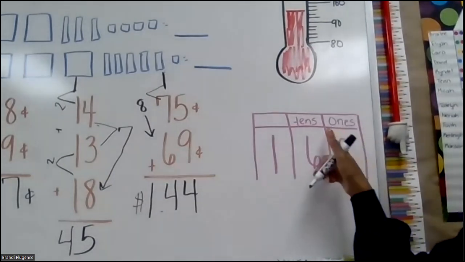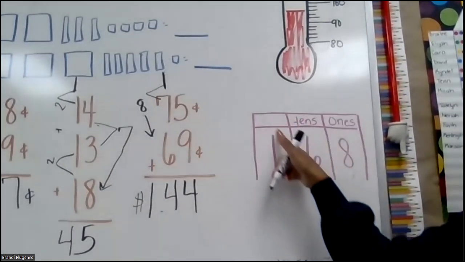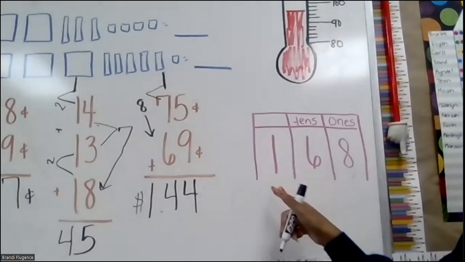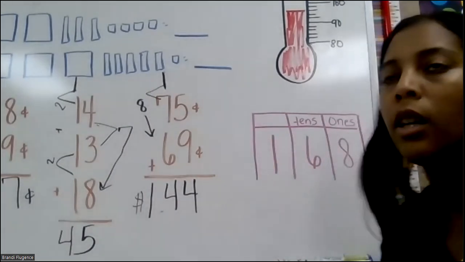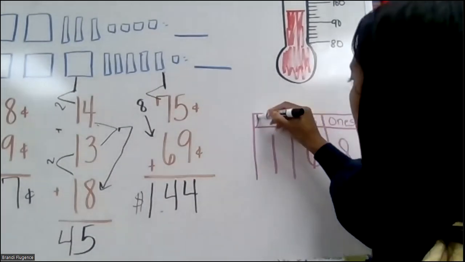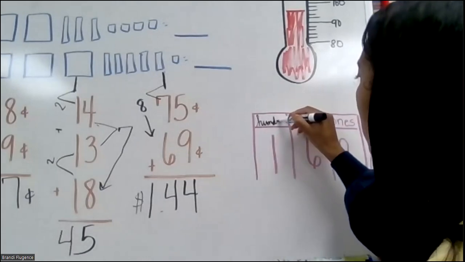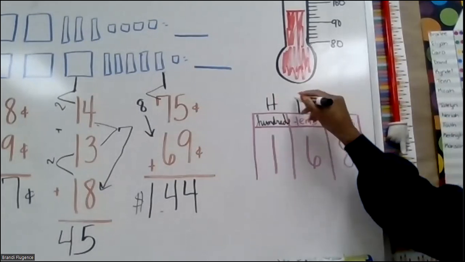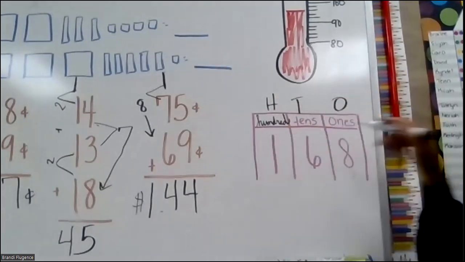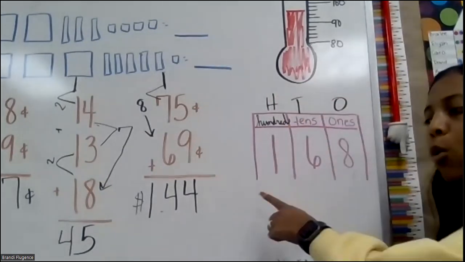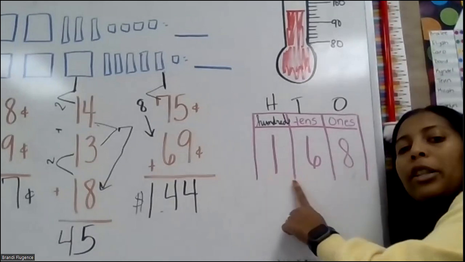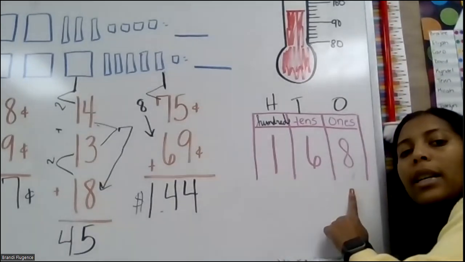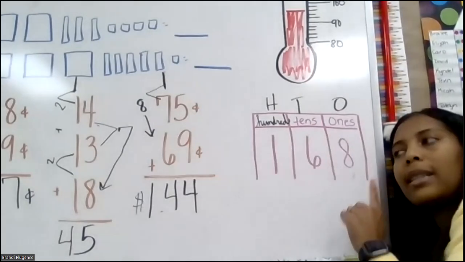We have the ones place, tens place. What would this, where the 1 is? What place would this be called, Kinley? The hundreds place. So anytime you have 3 numbers in a number, you have the hundreds, tens, ones. H-T-O, hundreds, tens, ones. So that means in 168, I have 100, 6 tens, 8 ones in 168.